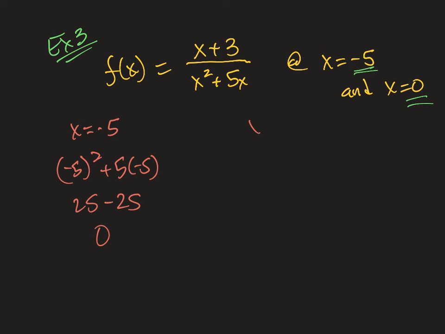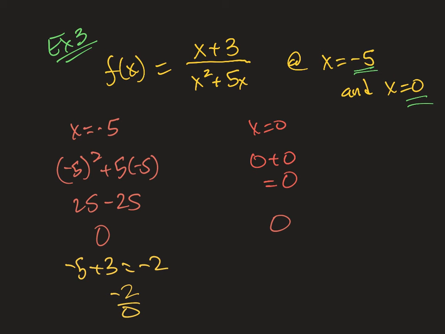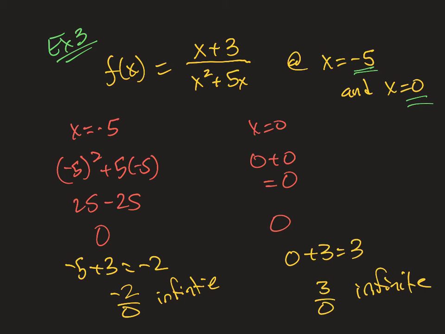When I plug 0 into the denominator, I get 0 plus 0, which is 0. And so that is also a 0 denominator. That means we have a discontinuity there. Now, on top, for the numerator, I get -5 plus 3, and that's going to be -2. So this is a -2 over 0. That is an infinite discontinuity. And in the other one, when I do 0 plus 3, I get 3 over 0. So that's also infinite. Okay, I'm almost done. On the next slide, I'm going to summarize for you what to write down depending on what you get with your fractions.